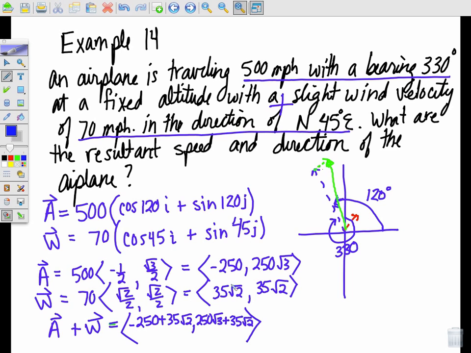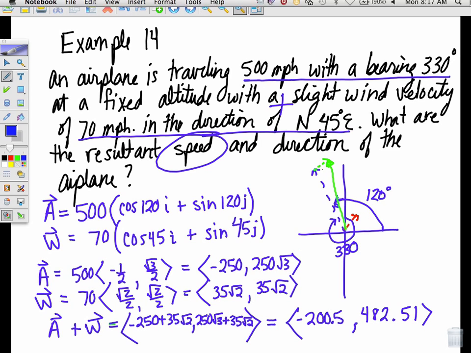Now, because these two vectors are a pretty big expression, I'm going to go ahead and find the decimal equivalents to them. They would be negative 200.5, comma, 482.51. So there's our vector, okay? Our vector is in quadrant 2, and we need to find the speed, and then we're going to find the direction of the airplane.